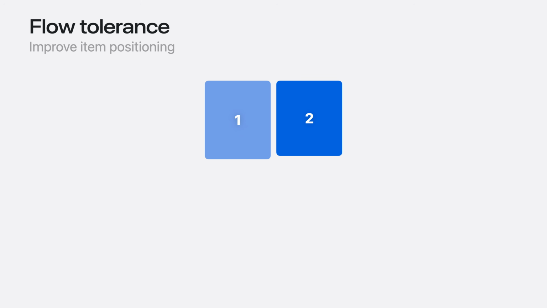Grid Lanes places each item in whichever column is the shortest. Most of the time, that looks great, but sometimes it doesn't feel quite right. That's where flow tolerance comes in. The browser normally picks the shortest column for the next item. Flow tolerance is the dial that loosens or tightens that rule.